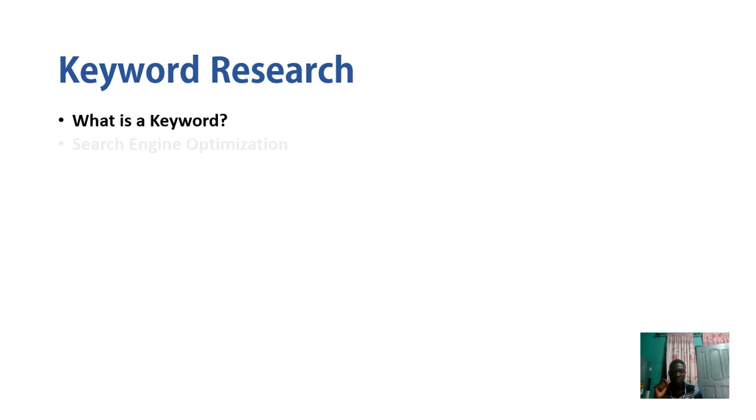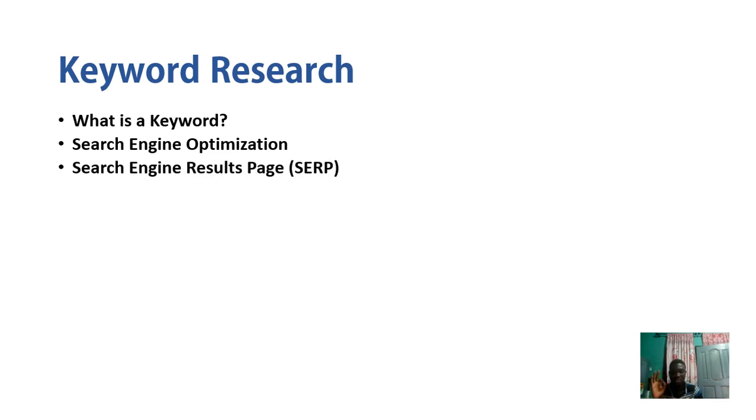Now, the reason why it is important is that when you know the keyword, you can rank high in what we call search engine optimization. Right now, SERP simply means search engine results page. For instance, when you go to Google and you search something, you'd realize that after your search, there is a results page. Now, that page that displays after your search is what we call the search engine results page.